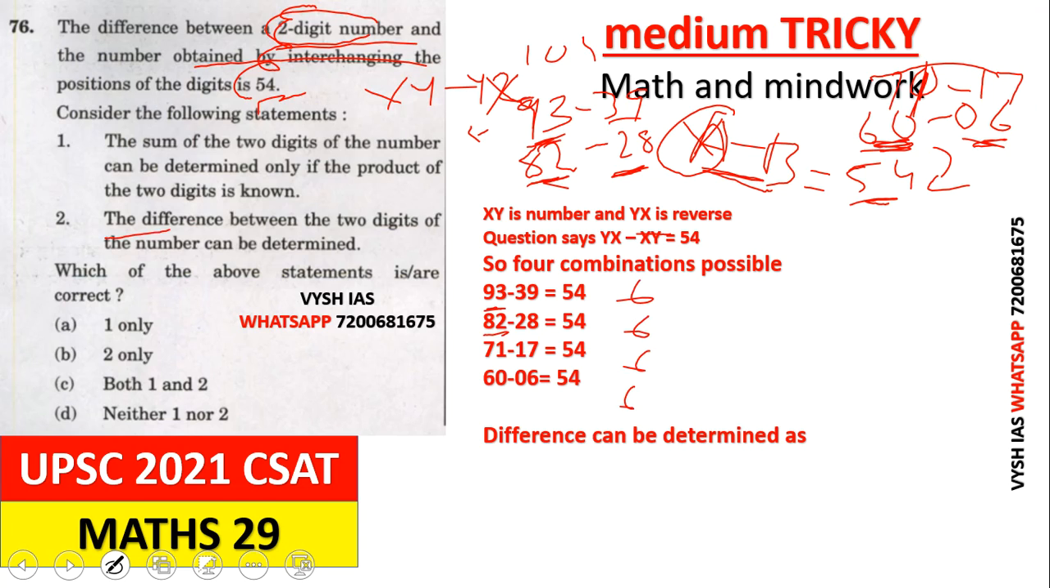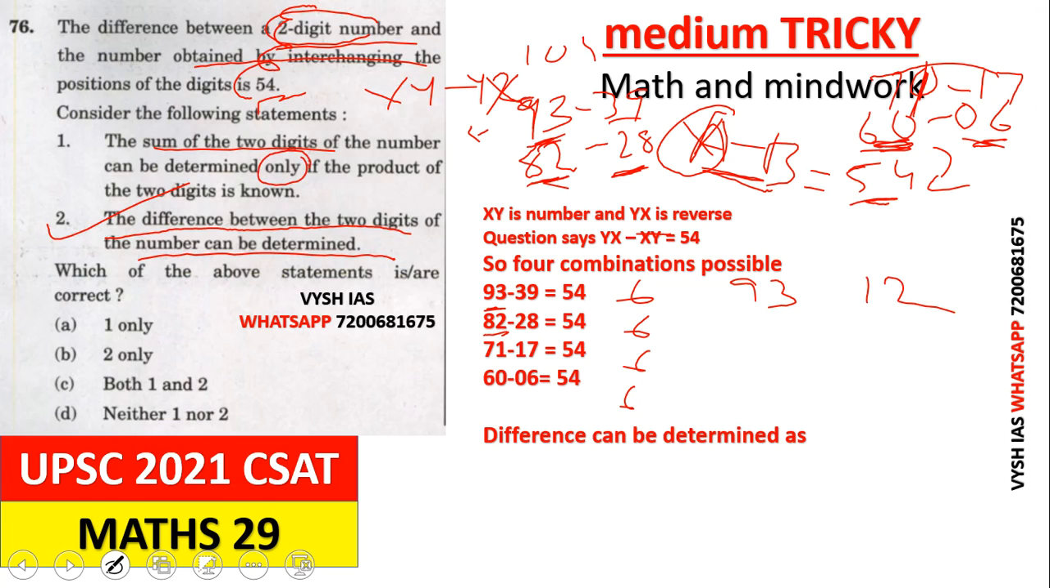So here the second statement, the difference between the 2 digits of the number can be determined. Yes, we can determine, because it's always 6 only. Okay, so statement 2 is definitely correct. But statement 1, the sum of the two digits of the number can be determined only if the product of the two digits is known. Is it like that? Suppose you know the digits are 9 and 3 here, the sum is what? 12.